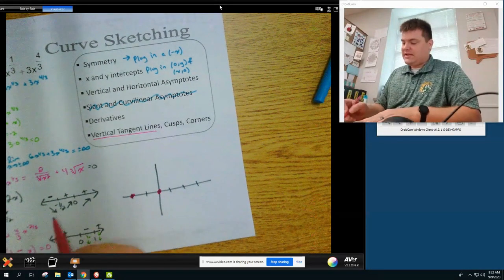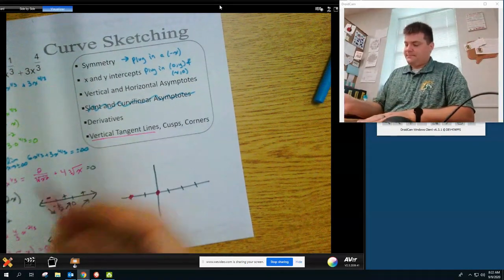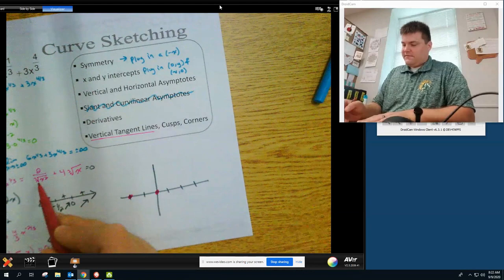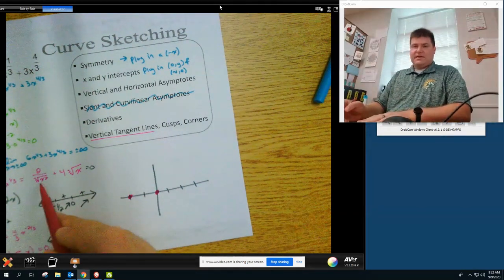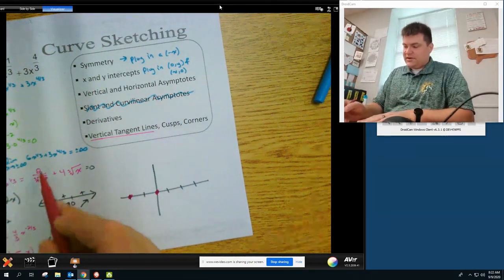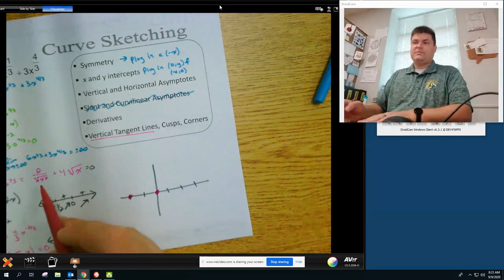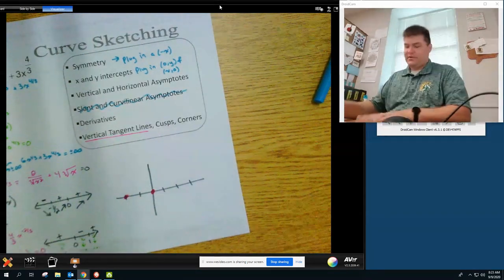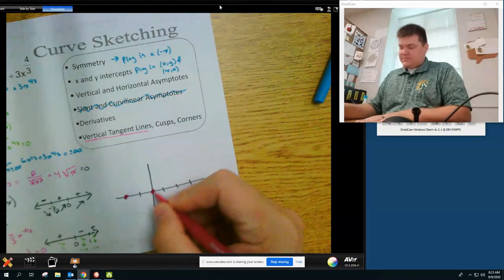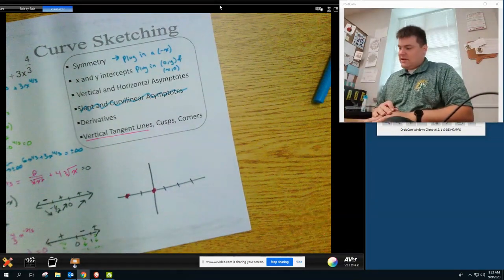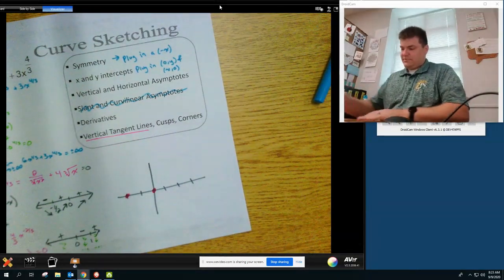But this one is going to be a vertical tangent, because if you look at that right here, if you plug in a 0, you're going to get a number over 0 on the derivative, which means that it's going to be a vertical tangent. So I'm going to have a vertical tangent here at 0, and then I'm just increasing as I go from there. So let's go ahead and draw this out.